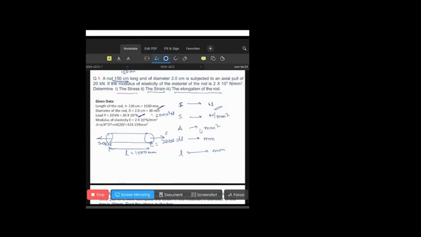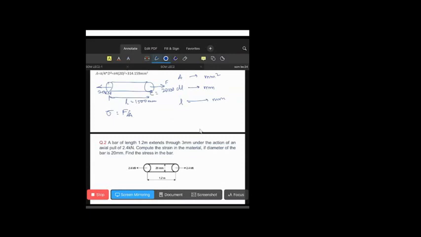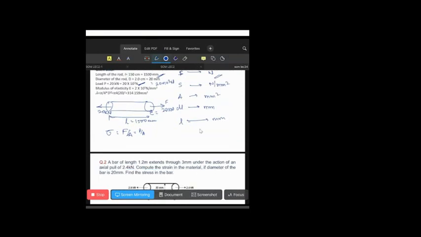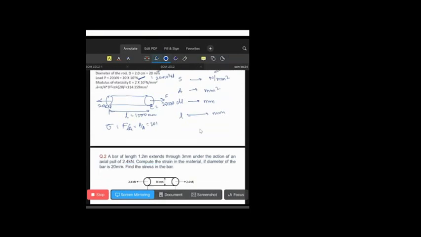इनिशियली वी विल गो फॉर स्ट्रेस. स्ट्रेस निकालने के लिए मुझे क्या चाहिए? सिग्मा विल बी इक्वल टू फोर्स अपॉन क्रॉस सेक्शन एरिया, लोड अपॉन क्रॉस सेक्शन एरिया. आपको लोड दिया हुआ है, कितना है? 20 किलो न्यूटन और 20 into 10 to the power 3 Newton.